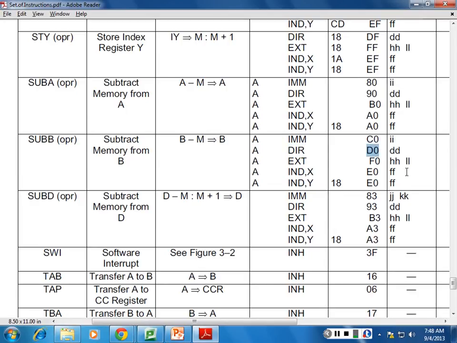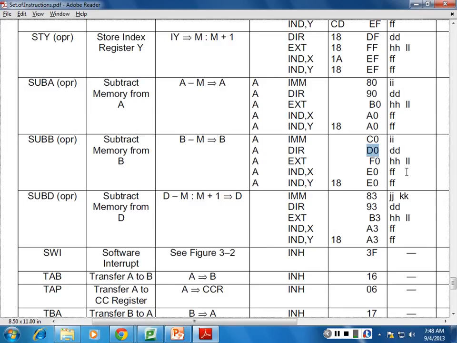Now remember, every instruction for a different addressing mode, when it is translated, becomes a different object code based on the addressing mode. And that's exactly what you see here. For example, if SUBB is in immediate mode, then the object code is going to be C0. I'm sorry, not the object code, opcode.